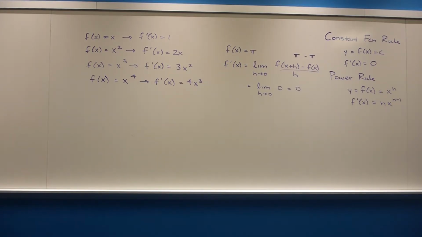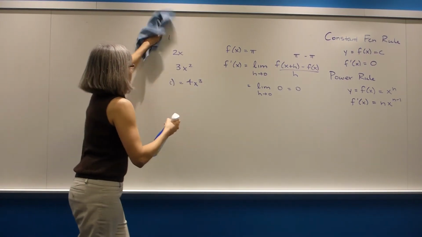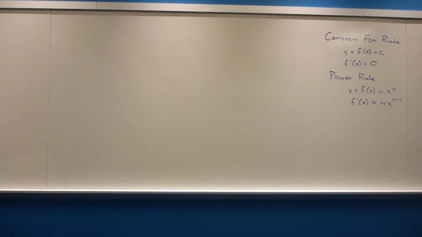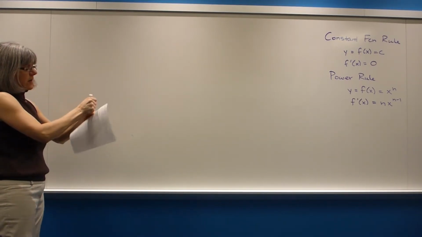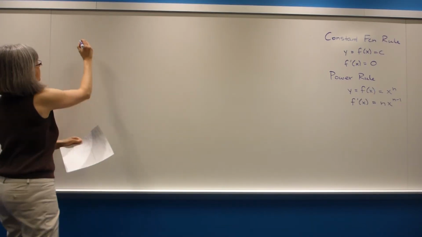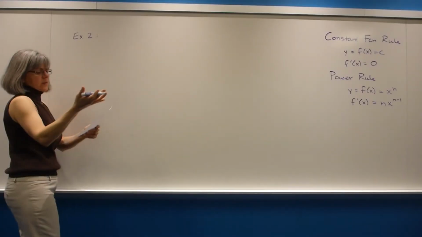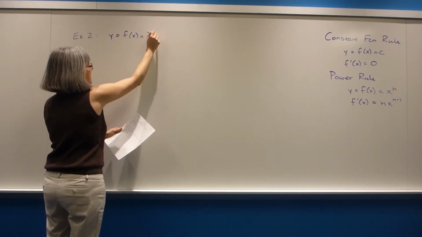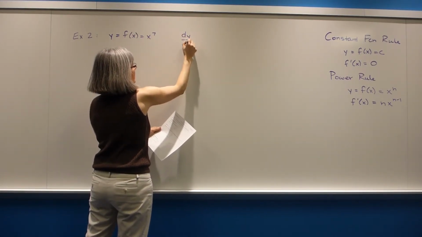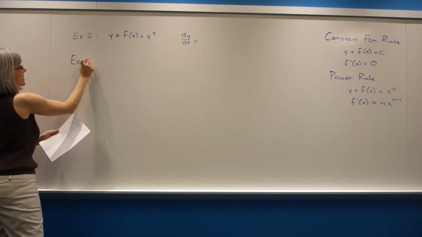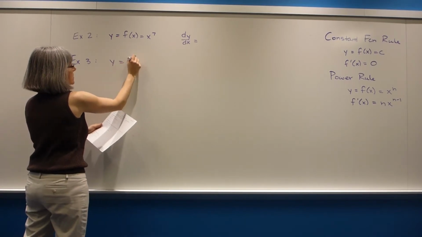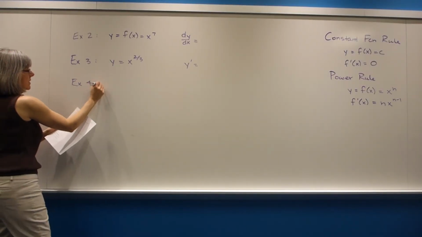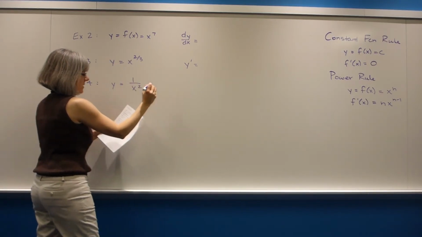All right, so here's what we're going to do. I'm going to give you several. And I'm going to give you some different notation too, just to kind of reinforce that. So here's example 2. Example 1 was f of x equals pi, for those of you who are keeping track at home. One: y equals f of x equals x to the 7th. Find dy dx. Two: y equals x to the 2/3. Find y prime. Three: y equals 1 over x squared. Find f prime of x.